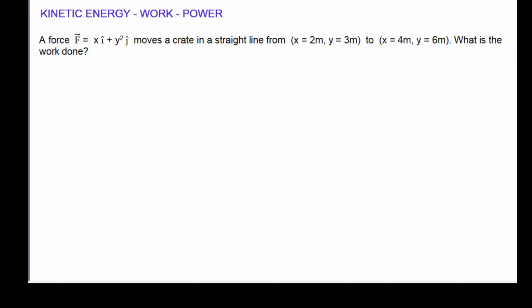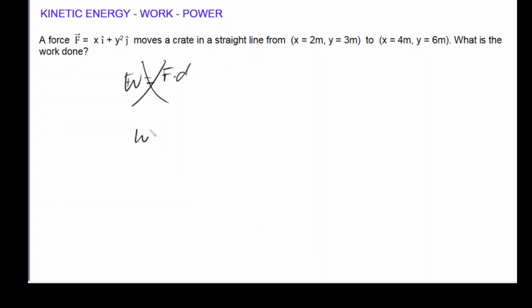Our next problem is a force F equals x i plus y squared j moves a crate in a straight line from x equals 2 meters, y equals 3 meters, to x equals 4 meters, y equals 6 meters. What is the work done? Well, in this case, we can't use work equals force times displacement because the force is variable. So we're going to have to integrate.